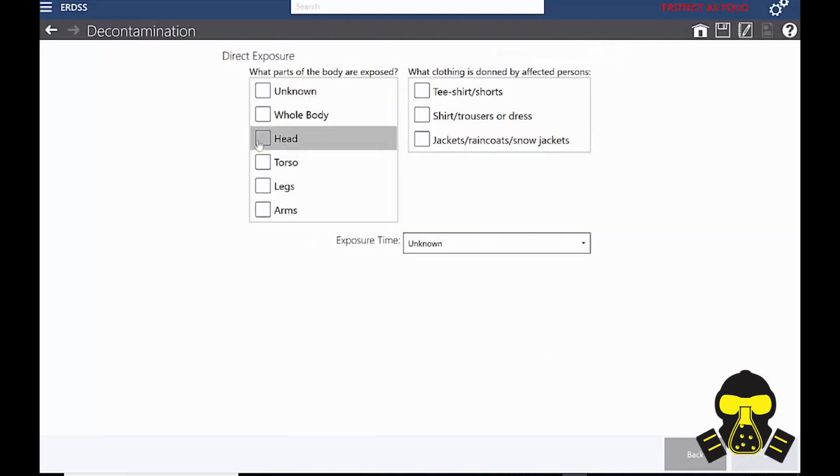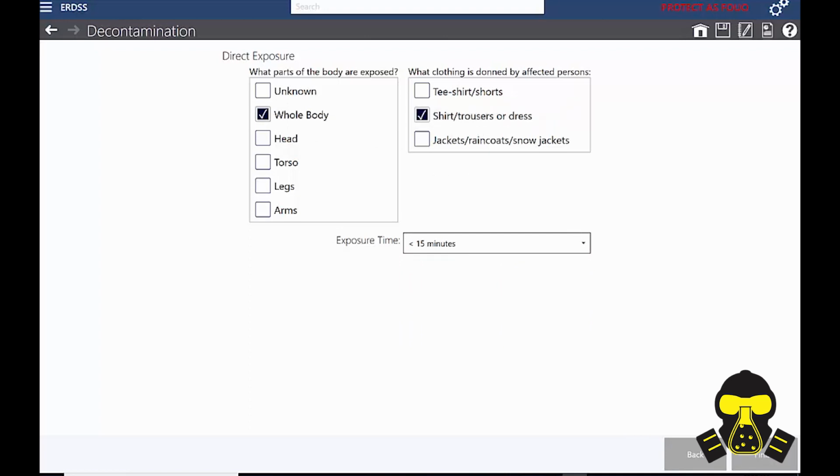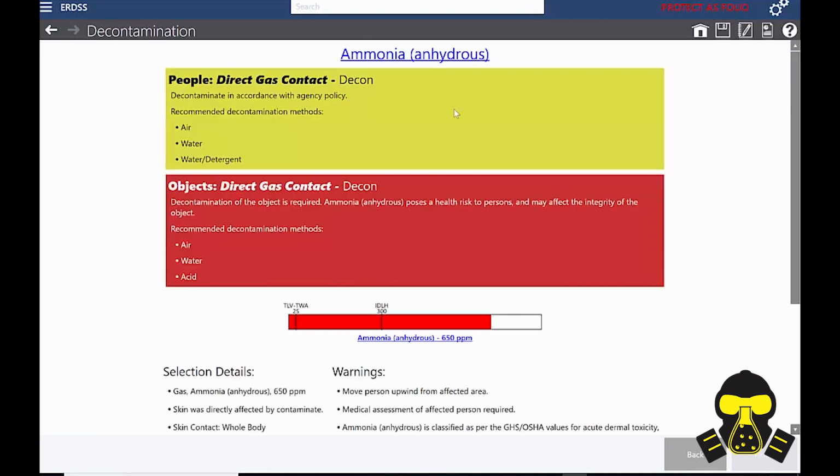Say, okay, where are they exposed? Well, let's say their whole body. Whole body. Okay, and let's say it was less than 15 minutes and they were wearing just regular clothes. Okay, we start getting into things of, do we need to wash them? Can we just go in with our turnout gear, come back out, take the turnout gear off, let it off gas?